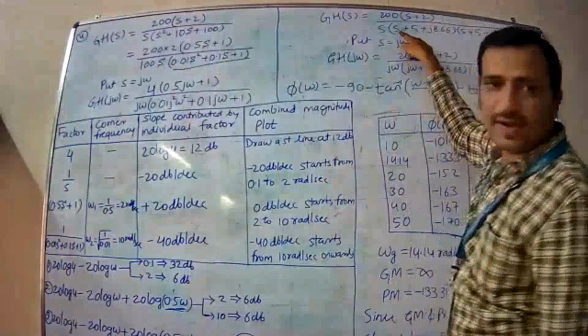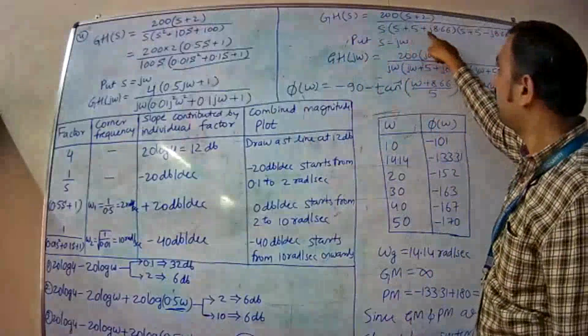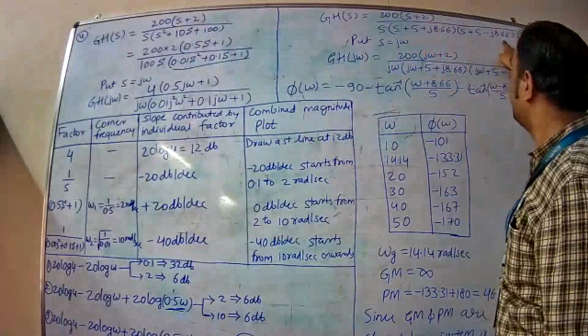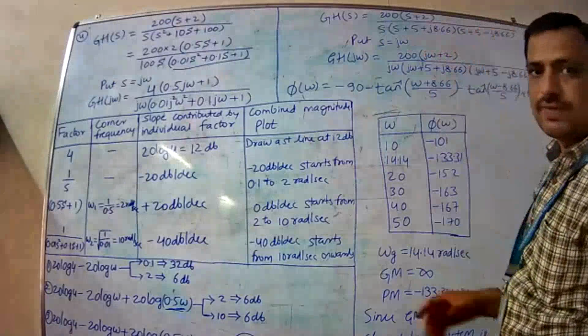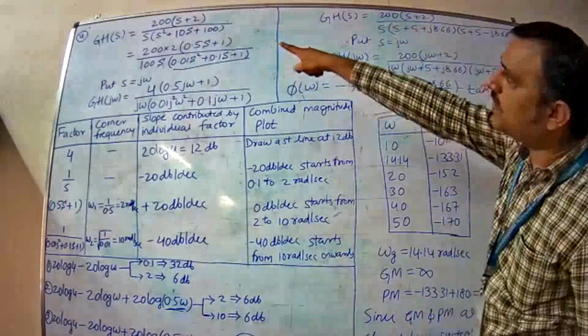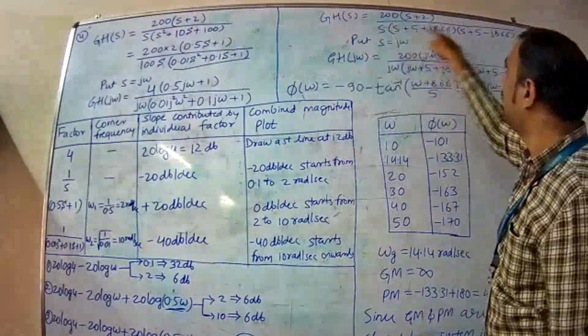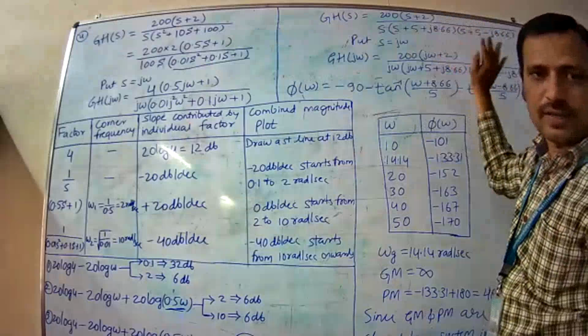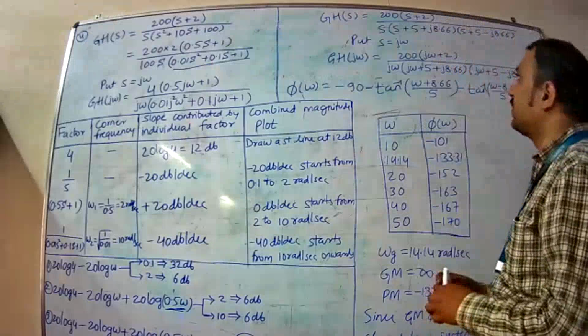Then we will get the factors as s plus 5 plus j into 8.66, and s plus 5 minus j into 8.66. You write these values. See here, instead of writing s square plus 10s plus 100, I have written the two factors. This is important in the quadratic factor.